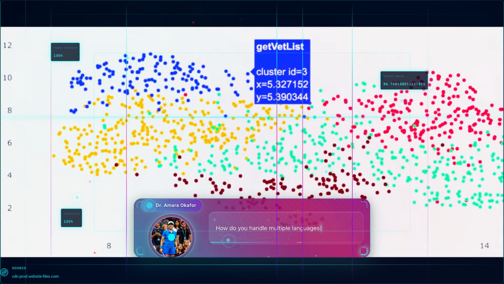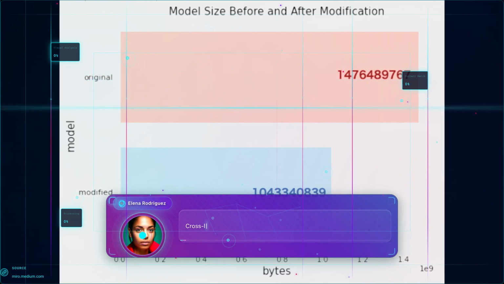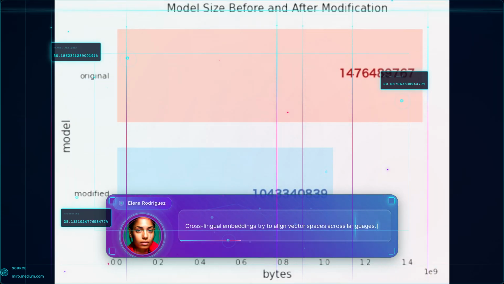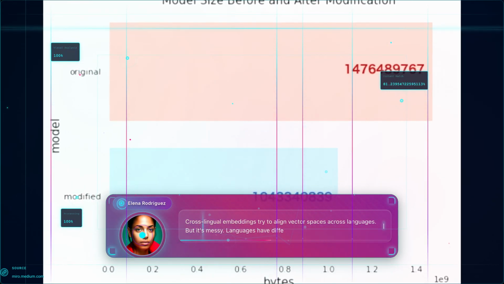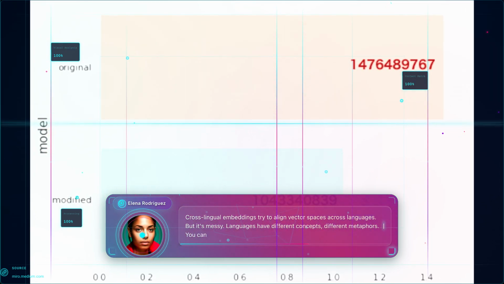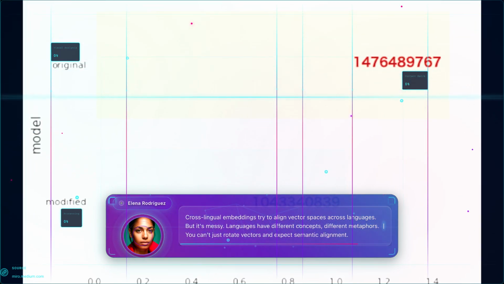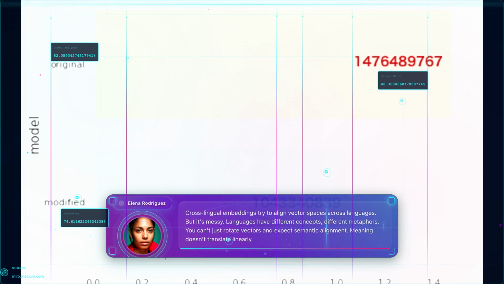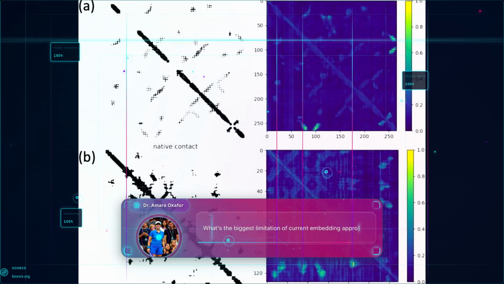How do you handle multiple languages in embedding space? Cross-lingual embeddings try to align vector spaces across languages, but it's messy. Languages have different concepts, different metaphors. You can't just rotate vectors and expect semantic alignment. Meaning doesn't translate linearly. What's the biggest limitation of current embedding approaches?